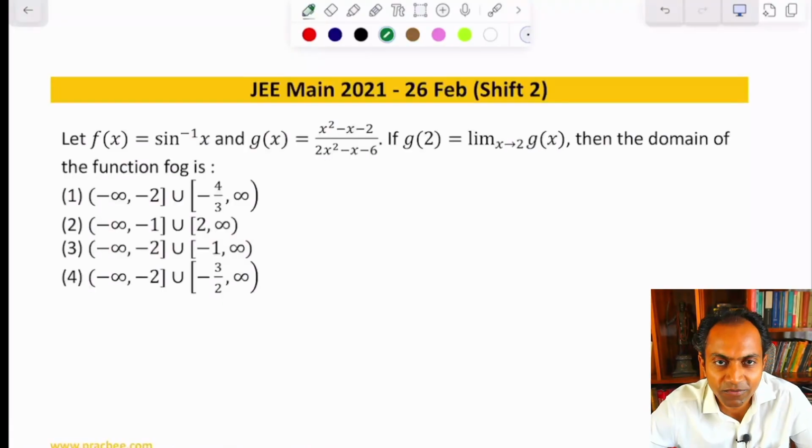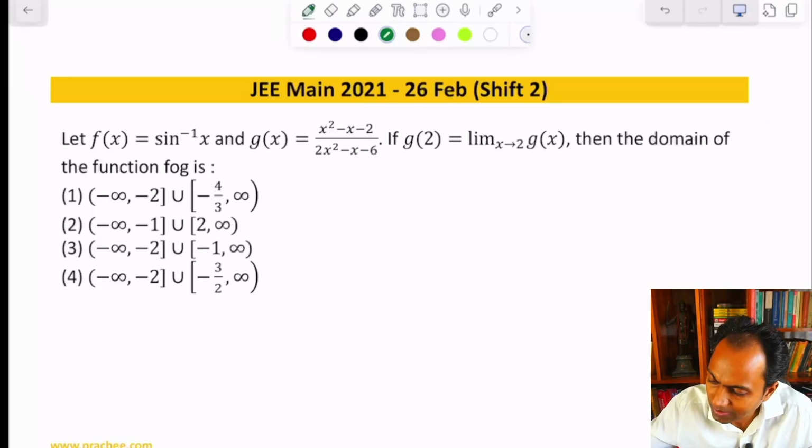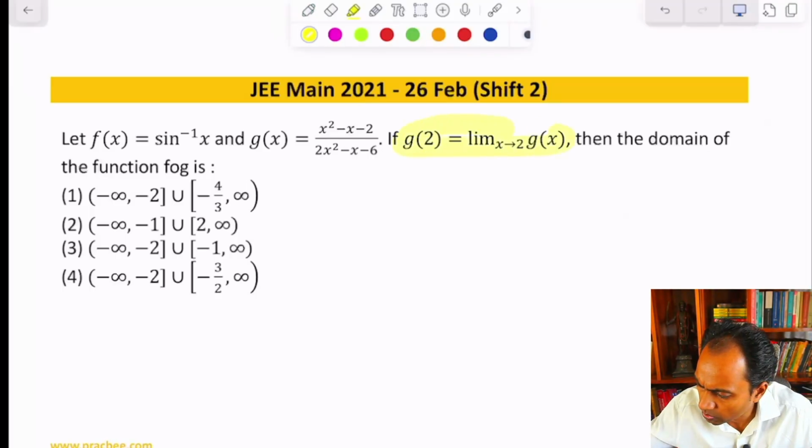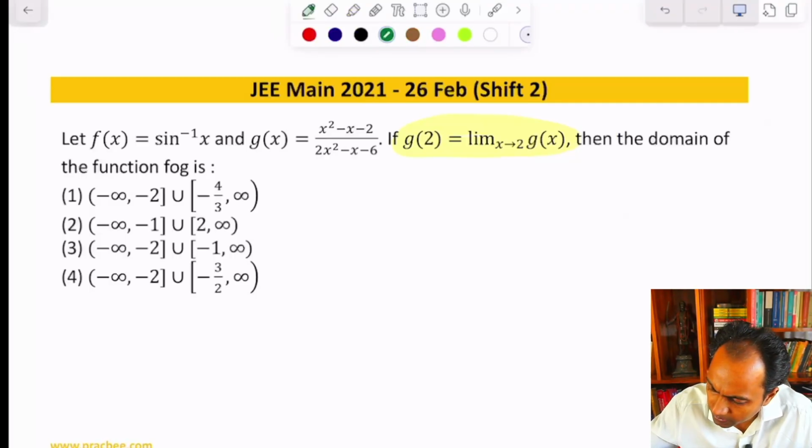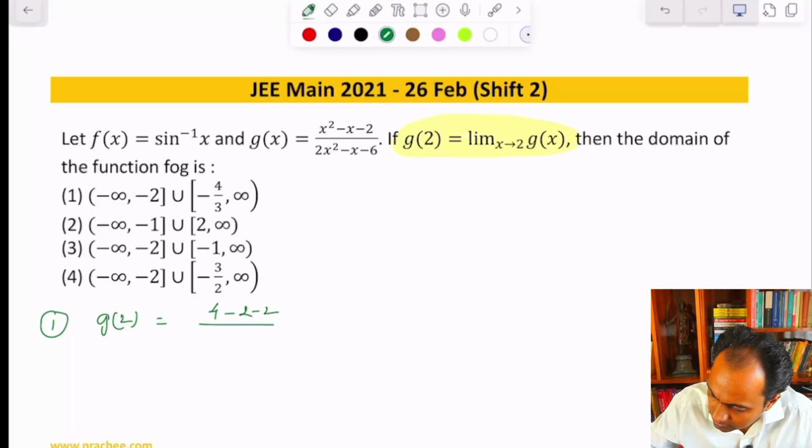Now this 2021 question is a very interesting question. And there is a hint in this question: check the value at 2. This is the hint. So if you put the value 2 here, what happens to this function, that you need to understand. So g of 2, if you put, this will become 4 minus 2 minus 2. That is, the numerator is 0. And if you put in the denominator 2 into 4 minus 2 minus 6. So you can see that this is 0 by 0.